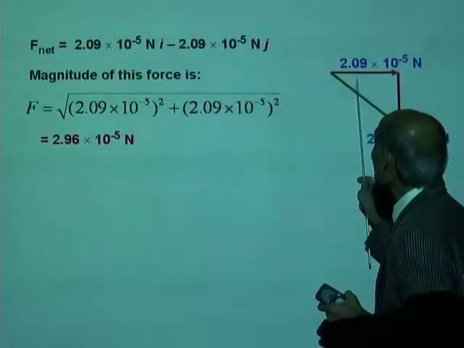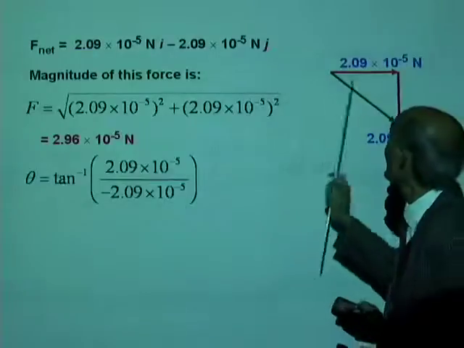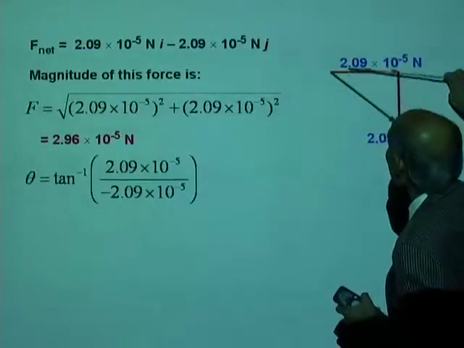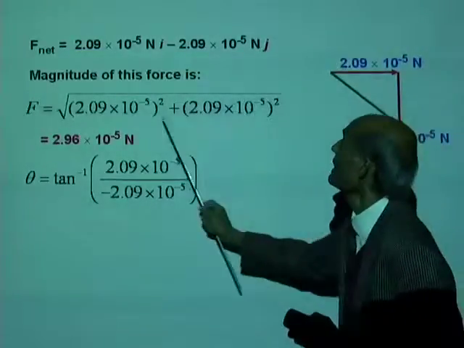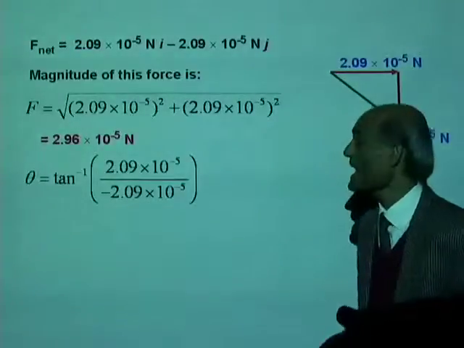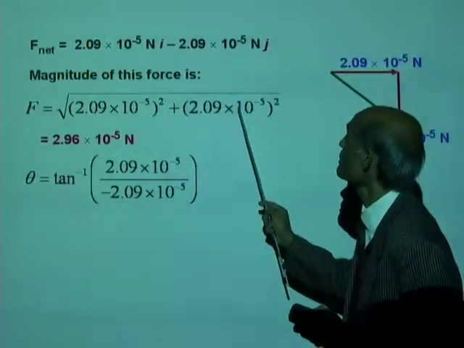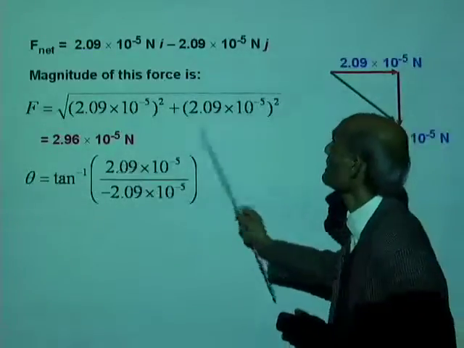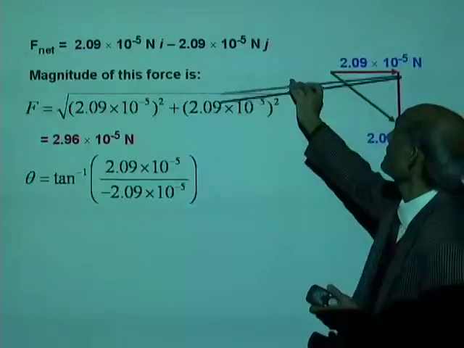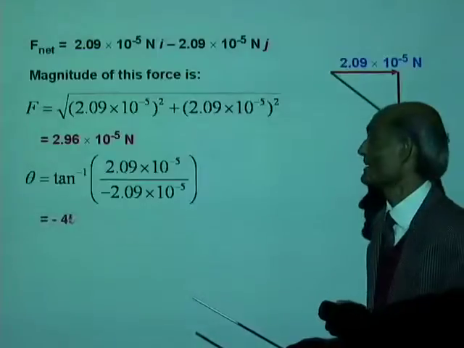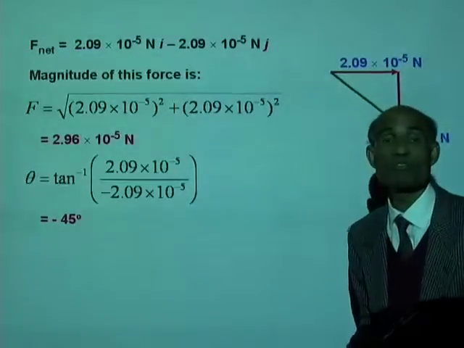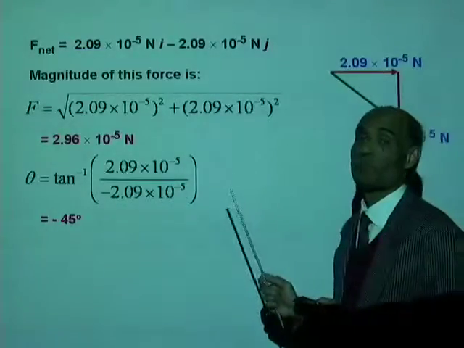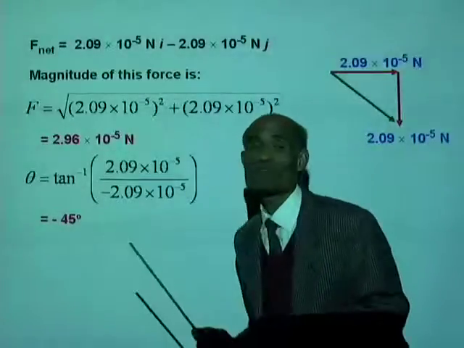Alright, what is the angle it makes with the x-axis? If this is the angle theta, then tan theta will be y divided by x. This is my y and this is my x. So theta will be tan inverse of 2.09 over 2.09. You can see my y is negative and the x is positive, and that means you get negative 45 degrees. Is that right? Because this is a fourth quadrant angle. So we got the magnitude and the direction.